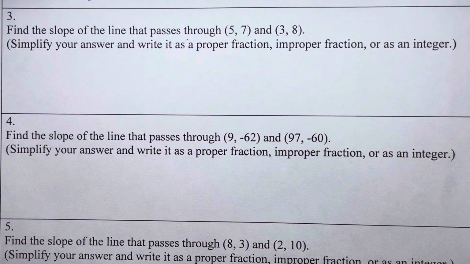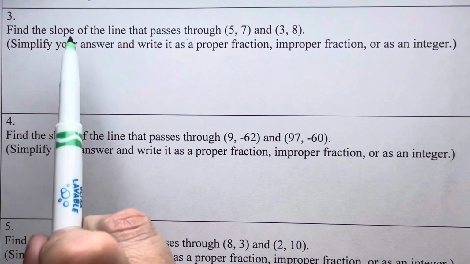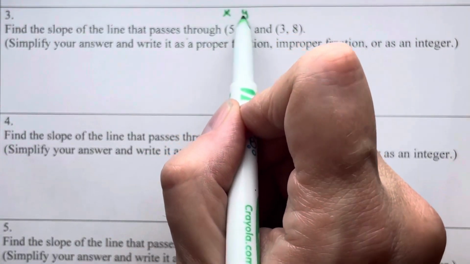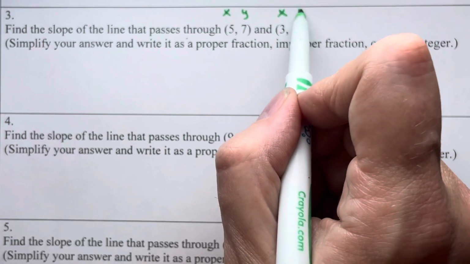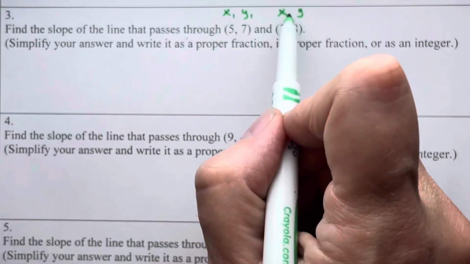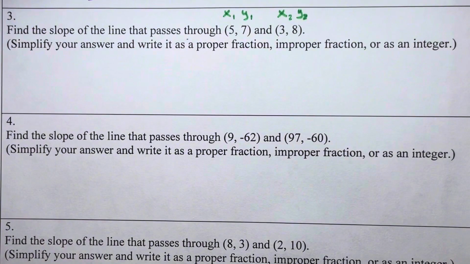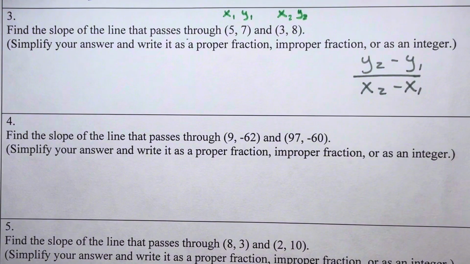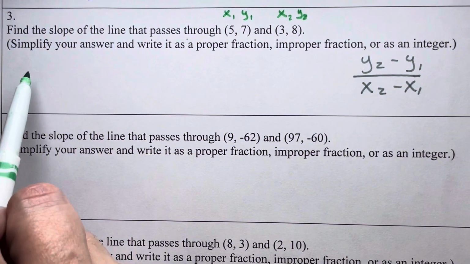In example 3, we're going to find the slope of the line that passes through the points (5, 7) and (3, 8). Starting things off, let's find out what the parts of our coordinate points are by labeling them with x and y, recognizing we have point 1 and point 2. Remembering to keep your formula close by so that you fill it in correctly, let's do that now.